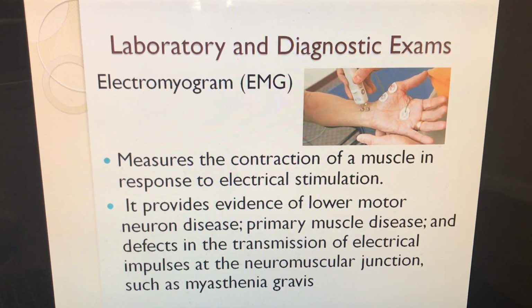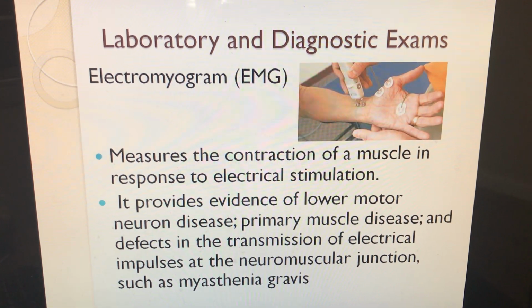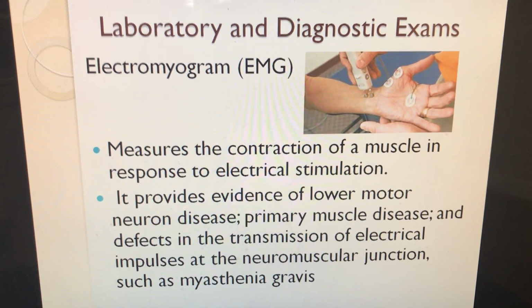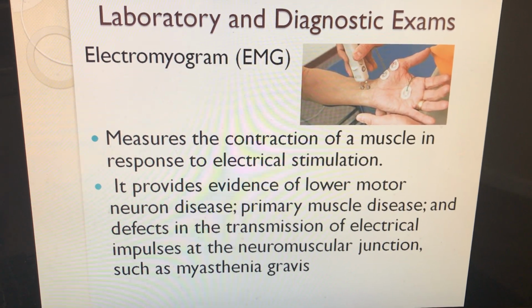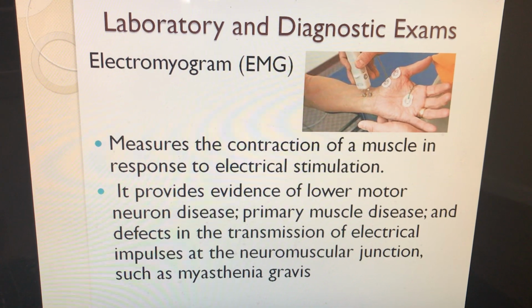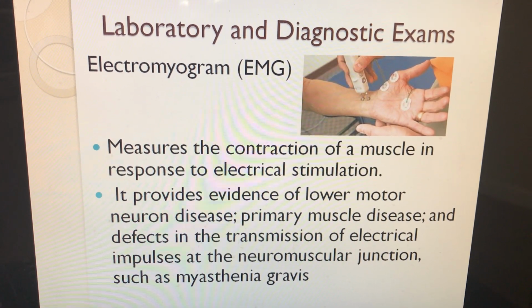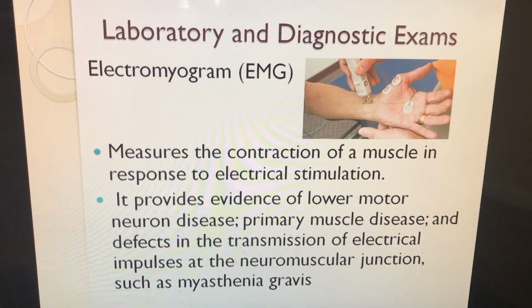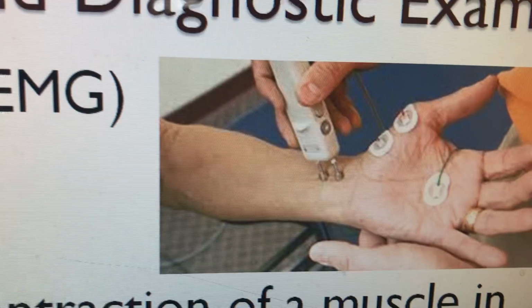Next, you have your EMG. This measures the contraction of a muscle in response to electrical stimulation. It provides evidence of lower motor neuron disease, primary muscle disease, and defects in the transmission of electrical impulses at the neuromuscular junction, such as in myasthenia gravis. So here's a picture of that.